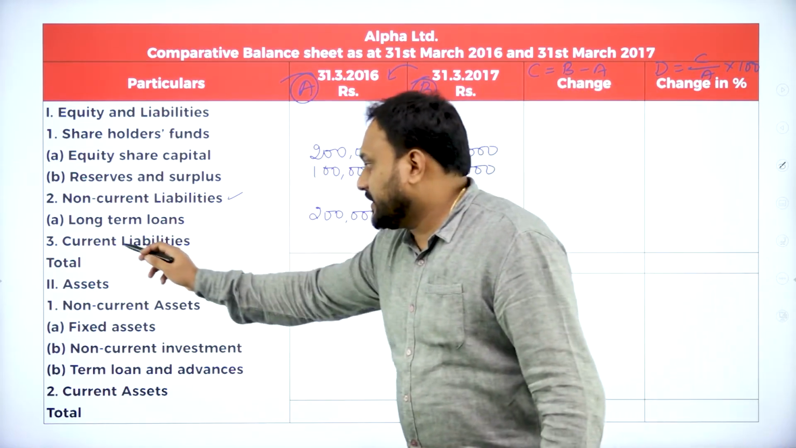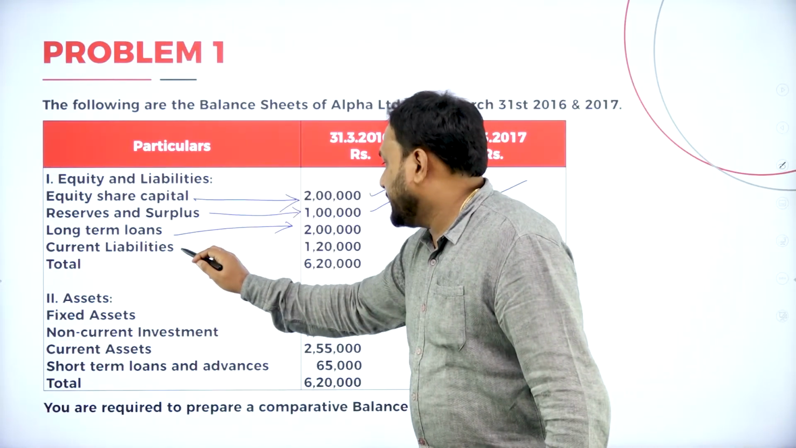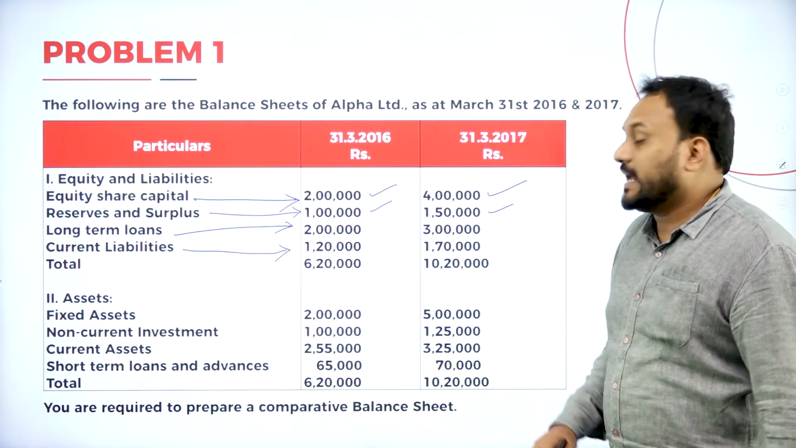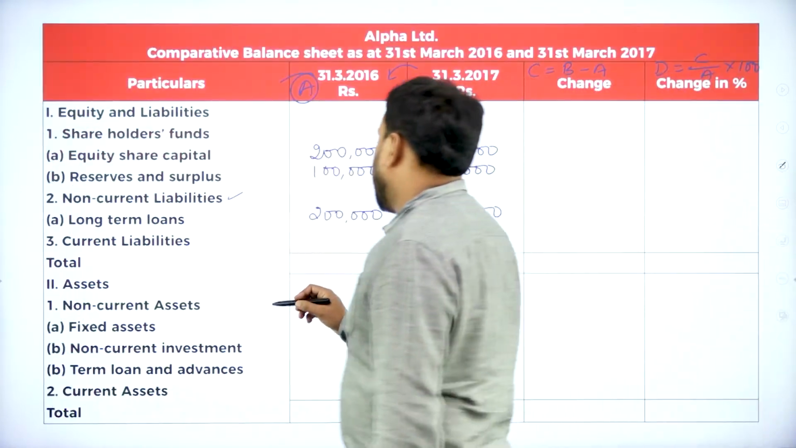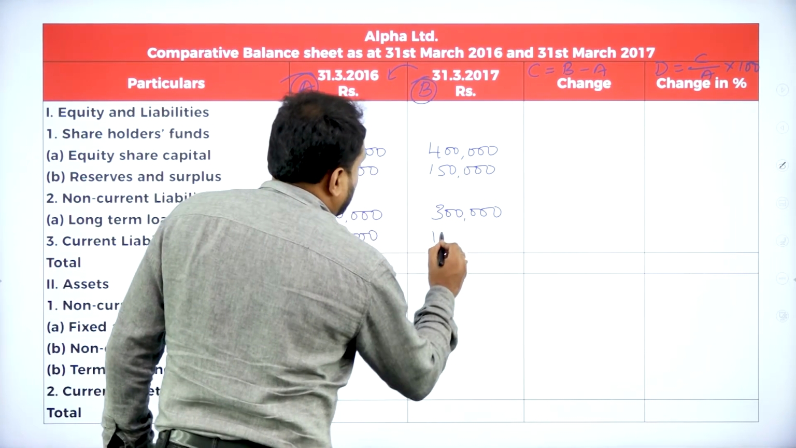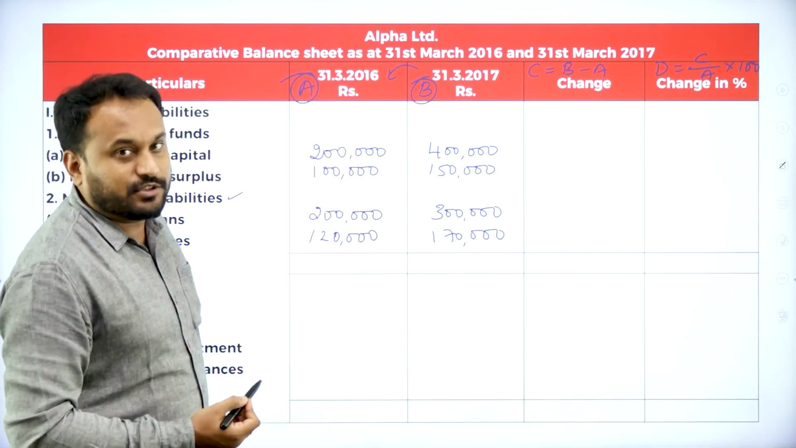And the last one here is current liabilities. How much are the current liabilities here? Now these current liabilities are 1,20,000 and 1,70,000. So again, 1,20,000 and 1,70,000. Done.